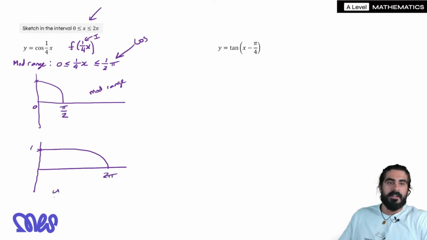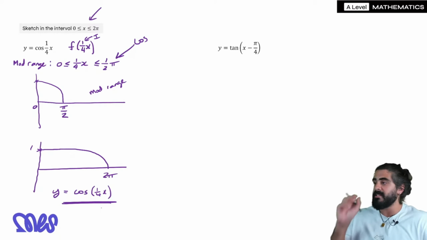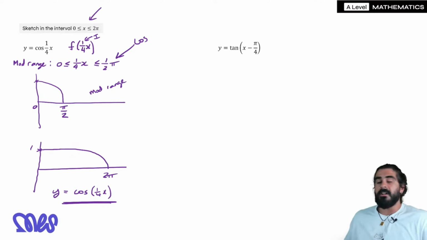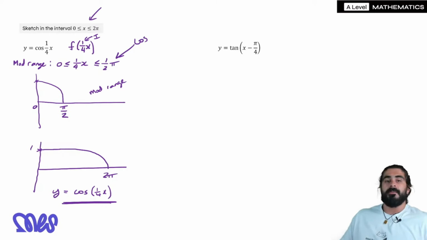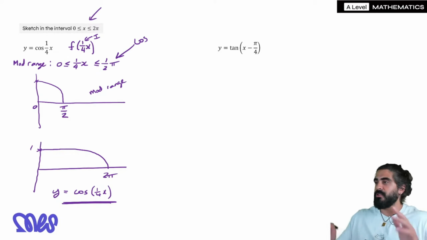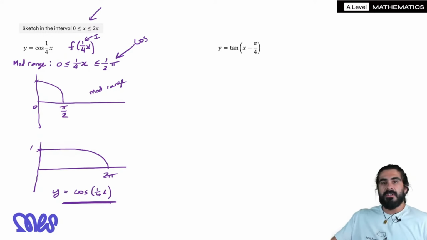This graph here is y equals cos of 1/4 x. It's the cosine graph stretched by a scale factor of 4 in the x-axis. So you can see, by doing this method of modifying the range, you do not need to sketch the whole cosine graph and then stretch the whole thing and it becomes a mess. We only want to sketch the part of the graph that is within the modified range, and then we do the transformation from there. So in terms of the tan graph here, sketch tan of x minus pi over 4.